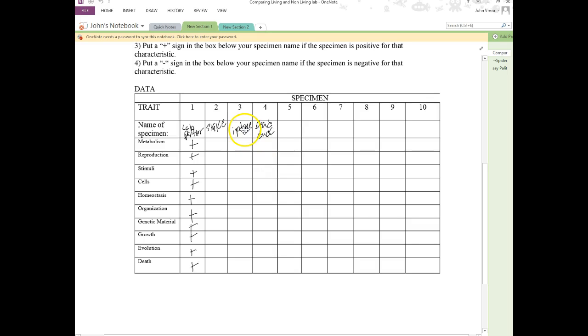An iPhone, as you guys just saw in the warm-up, right, it's going to not have a metabolism. It's not going to reproduce, but it responds to stimuli. It doesn't have cells. It does maintain homeostasis because it turns itself off. It's definitely highly organized. It doesn't have any genetic material. It doesn't really grow or get larger unless you consider adding apps to its growth. It definitely evolves if you consider all the updates as evolution, and it dies when the phone dies. So that's how you would answer that.